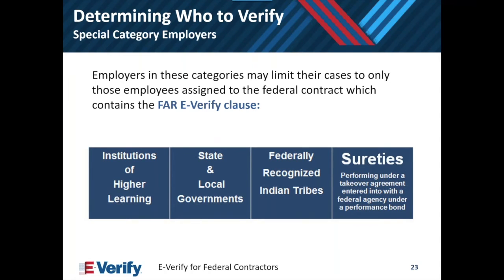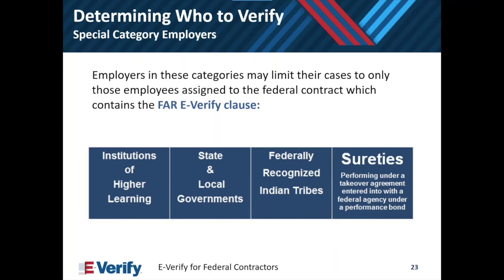Okay, going back to those special category employers that you'll designate within your E-Verify profile. Again, those are institutions of higher learning, state and local governments, federally recognized Indian tribes, and sureties. So if you fall within one of these special categories, you can actually limit your E-Verify cases because you fall into one of these special categories. So this option allows that special category employer to limit E-Verify cases to those new employees assigned to the federal contract and those existing employees assigned to the federal contract.